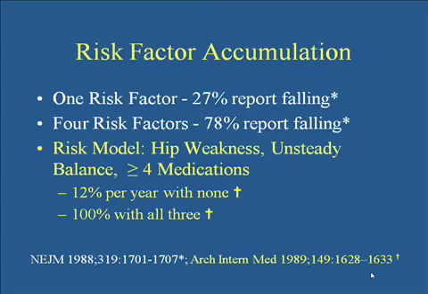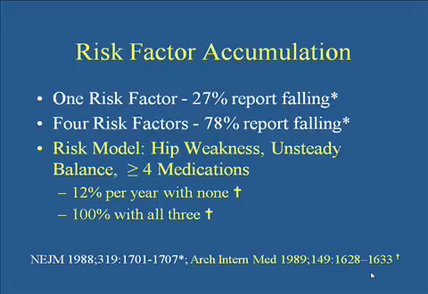These risk factors end up being cumulative. So if you study a group of people who have run one single risk factor that we've reported here in our previous slides, about 27%, so a quarter of them will report falling in the time interval studied. And if those risk factors go up to 4, now it's up to 75% or 80% who report falling. So the more risk factors, the higher the risk.